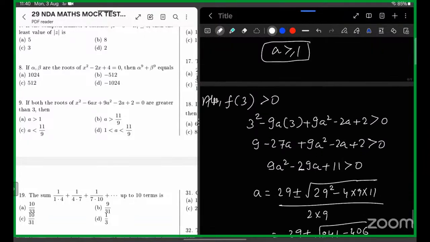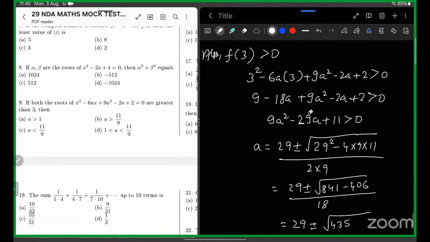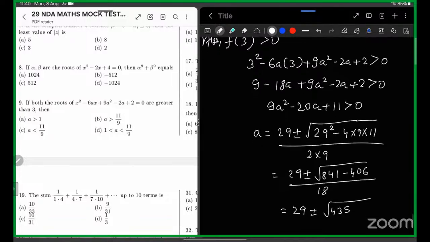I think there's some mistake. Let me check the question once again. It is 3 square minus 6a. Oh, this is 9 I have written. No, that's why I made a mistake. This is not 9, this is 6. 6 into 3, it is 18a. Then minus 18 minus 2 will be minus 20.